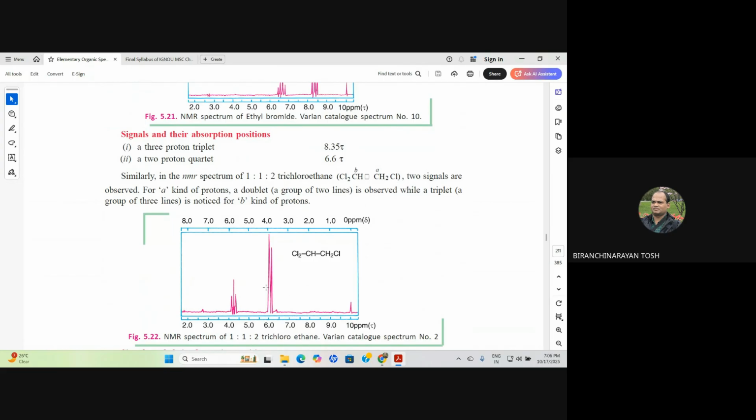A 2 proton doublet means the peak area will be for 2 protons. The number of protons tells about the peak area. So the peak area will be more for the 2 proton doublet, and here it will be a 1 proton triplet, 1 proton. So definitely this peak area will be twice than this peak area.